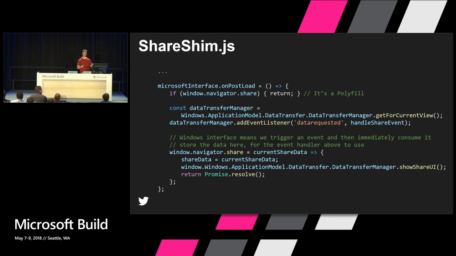This is as simple as taking that share data and storing it for later use by our event handler, calling the share UI, and then using a promise resolve to make sure that our application behaves the same way. Because we'd already implemented this in our app, it allowed us to just drop this into Windows and get share on Windows without any additional work.